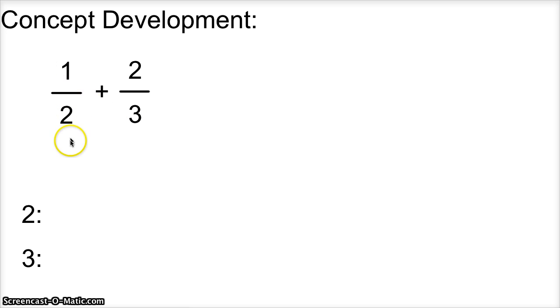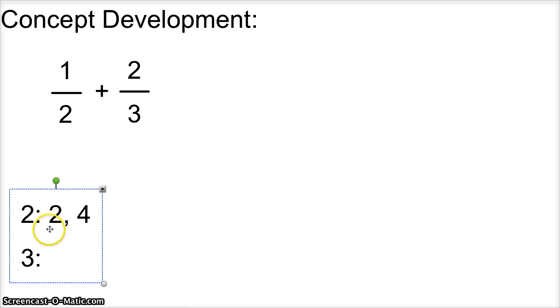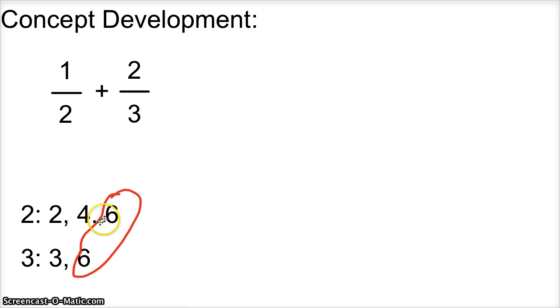Okay, we have 1/2, we have 2/3. So what I'm going to do is identify the denominators, 2 and 3. So there they are, 2, 3. Then I'm going to start listing out the multiples of 2 and 3 in order to find the lowest common denominator. So 2, 4, then 3 goes 3, 6. Make sure you always start with that number. Then here I go. 6 is my lowest common denominator. They have 6 in common.